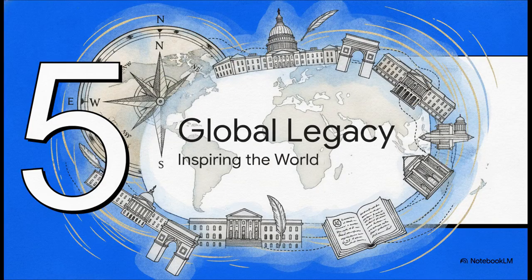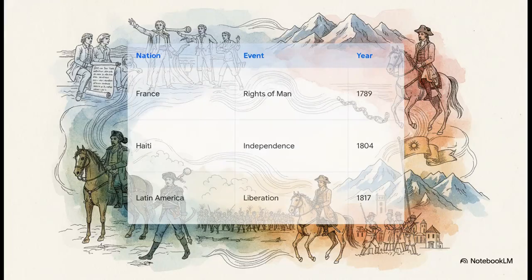Finally, let's look at Part 5, a global democratic legacy, inspiring the world. The success of this whole American experiment proved that a government based on Enlightenment principles could actually work, and it sent ripple effects across the entire globe. In France, energized reformers formed the National Assembly, and by 1789 they drafted the Declaration of the Rights of Man, becoming a new republican model.